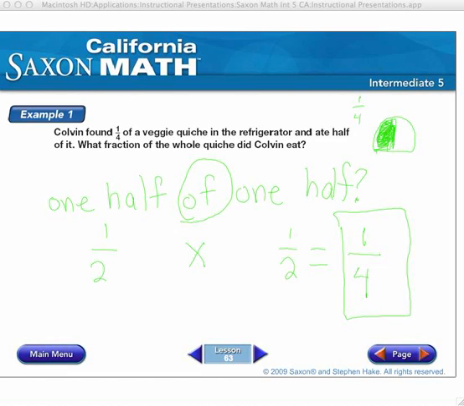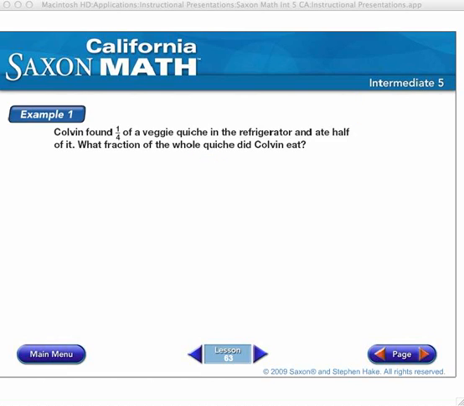All right, let's look at example 1. Example 1 says, Colvin found 1/4 of a veggie quiche in the refrigerator and ate half of it. What fraction of the whole quiche did Colvin eat? Let me read that correctly. Colvin found 1/4 of a veggie quiche in the refrigerator.